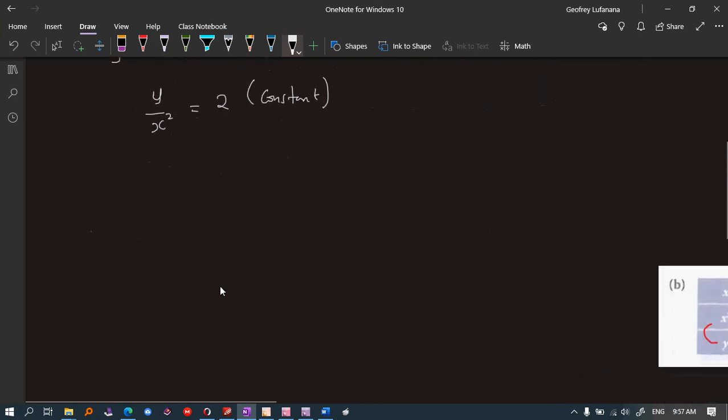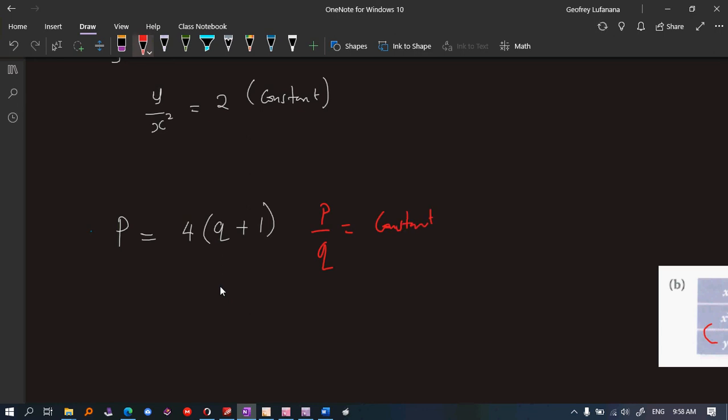We could have variables p and q such that p equals q plus 1. Okay, let me add there a 4. p equals 4 times q plus 1. Now, p is not directly proportional to q because if you tried doing p divided by q, it wouldn't be a constant. Rather, if you did p divided by q plus 1, it would be 4, which is a constant.